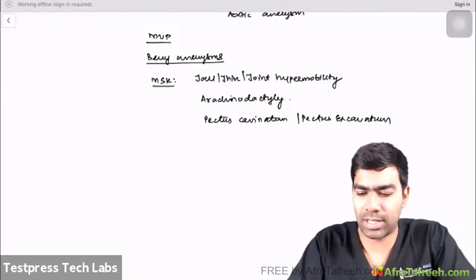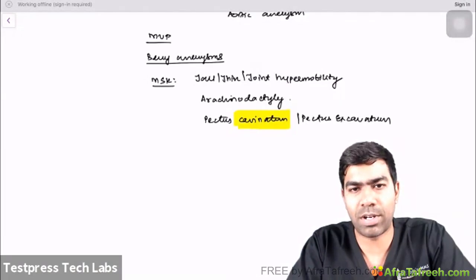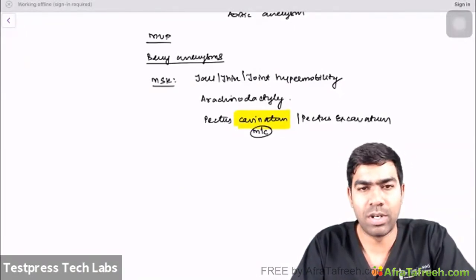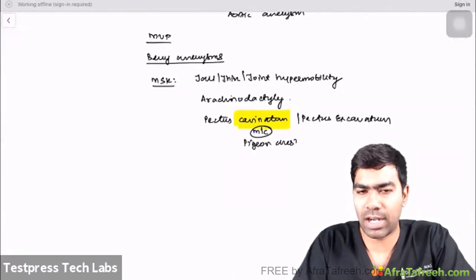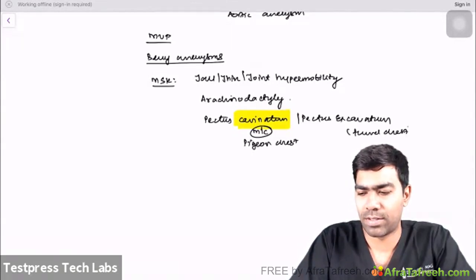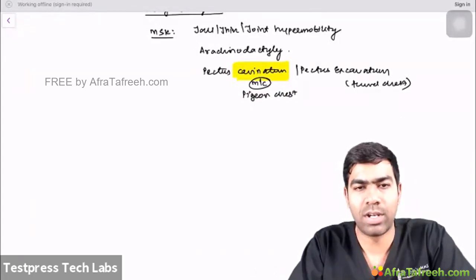Of course, it is carinatum, not excavatum. Carinatum is relatively more specific for Marfans compared to excavatum, and it is more common in Marfan compared to pectus excavatum. Pectus carinatum is what we refer to as a pigeon chest, and excavatum is what we refer to as something called a funnel chest. This is a common terminology. And carinatum has more value in Marfan compared to excavatum.